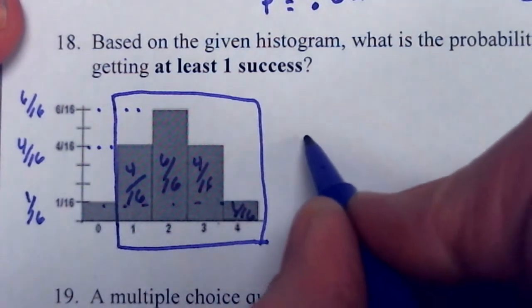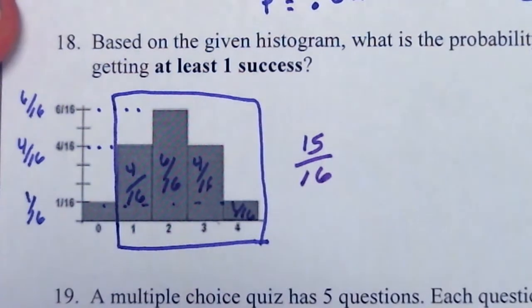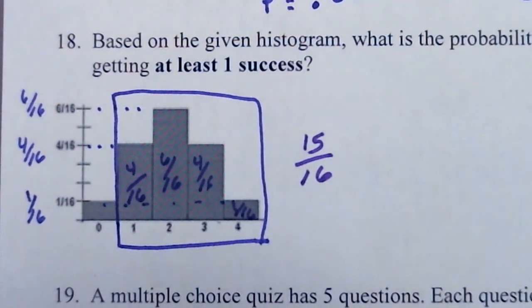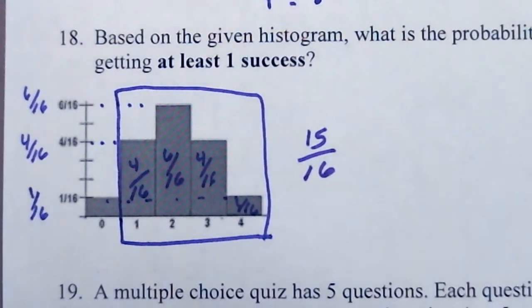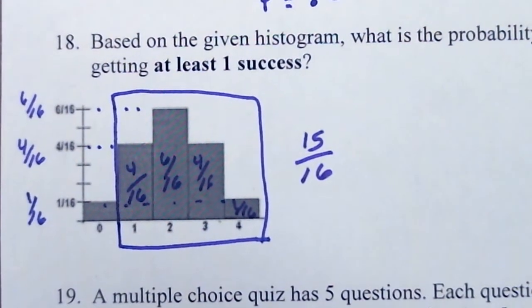Adding all those together, you end up with 15/16. That's the probability of getting at least one success. All right, now I'm going to zoom out for the last question. It's going to take more work.